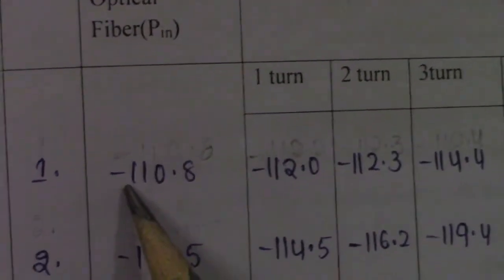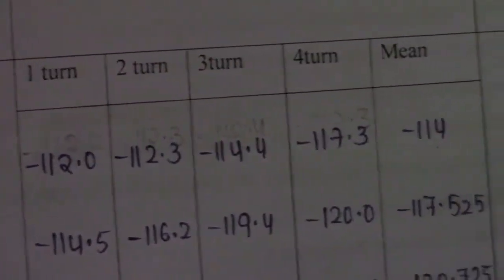I have already taken those readings, I will show you that one. This is with respect to my input power minus 110.8. So these are all bending readings, and P in, P out. The difference I got here is my loss.